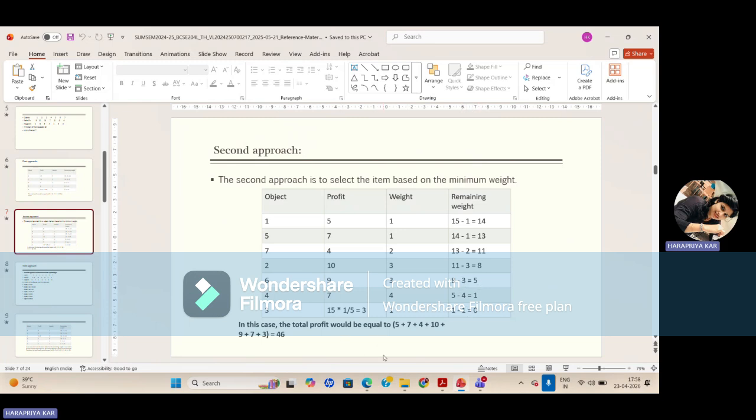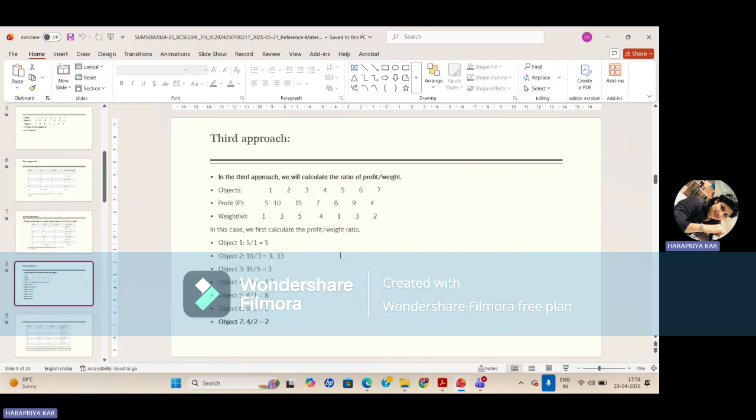Next, the third approach. In the third approach, we will calculate the ratio of profit to weight. You know how to calculate the ratio. For object 1, profit 5, weight 1, the ratio is 5. Object 2, profit 10, weight 3, ratio is 3.33.